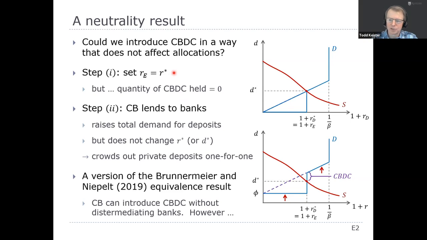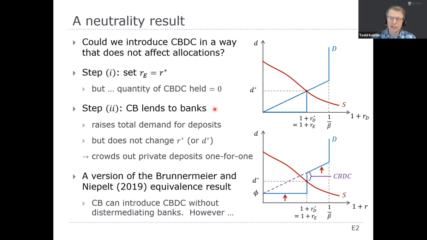Calculate the equilibrium interest rate with no digital currency on deposits. Set the real return on the digital currency equal to that interest rate. All right, and so now the digital currency exists, but no one holds it, but everyone's exactly indifferent between holding it or not. And then have the central bank lend to the banks.